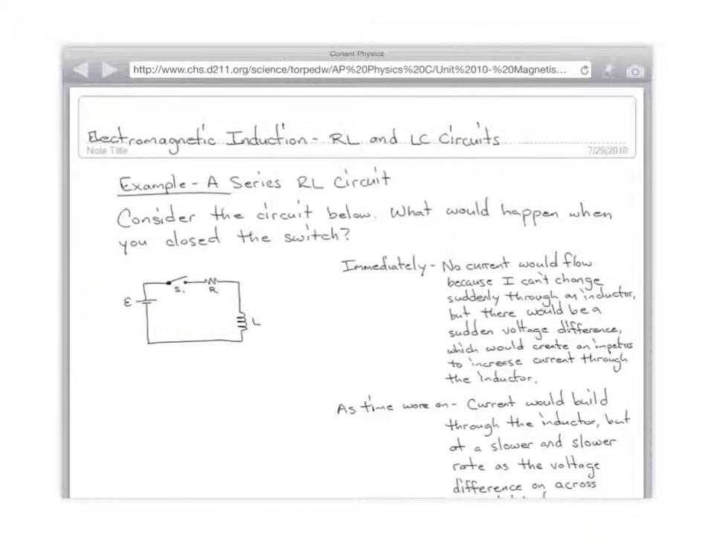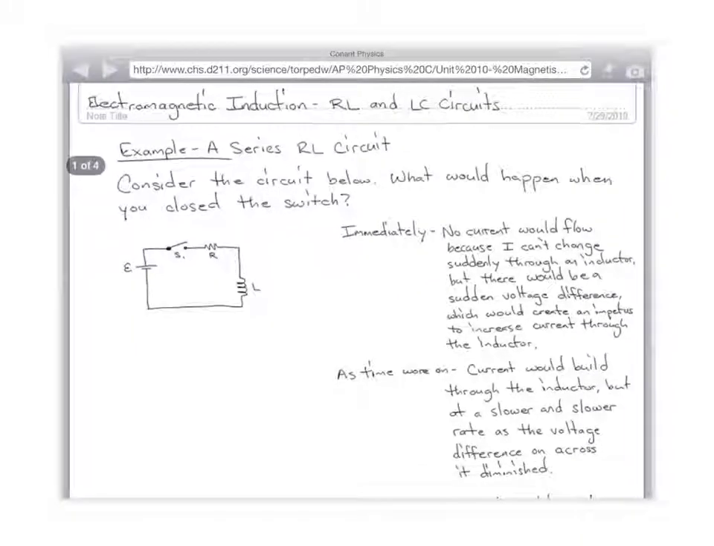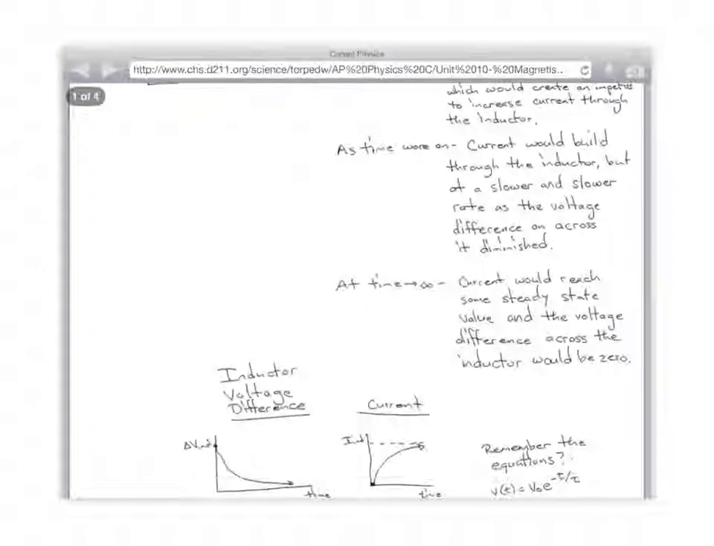Now, basic scenario: it starts off with no current flowing. So the instant after you close the switch, how much current flows? Zero, and then it ramps up. By the way, it's the buildup equation, right? As time goes on, the current builds up and builds up until it's at the value it's going to be at. So at time equals infinity minus, current would reach some steady state value.